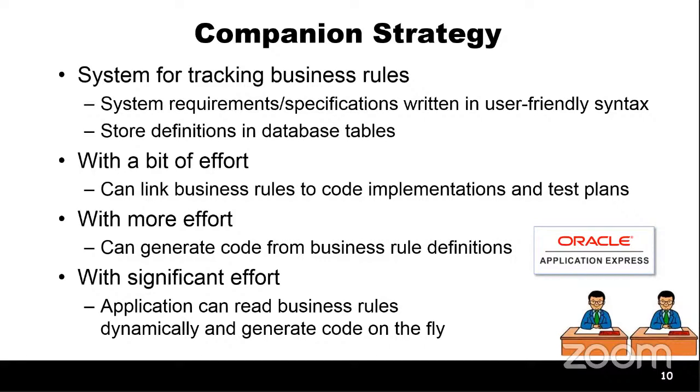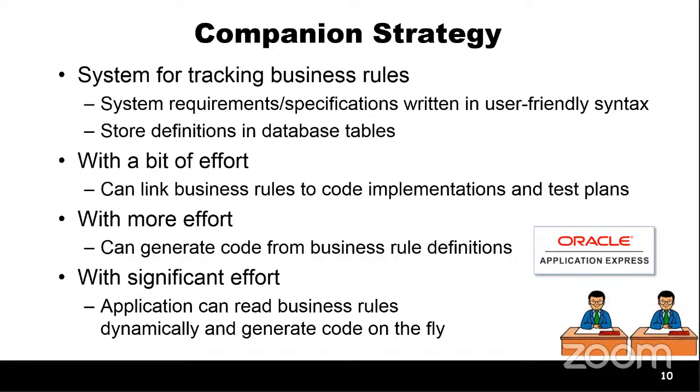And with a lot of effort, this is the ultimate in effort, you can read the business rules dynamically and generate code on the fly. So you're actually not generating any code until runtime. And that means ultimate flexibility, of course, because you can change things and the application is already changed when you do that in the metadata.